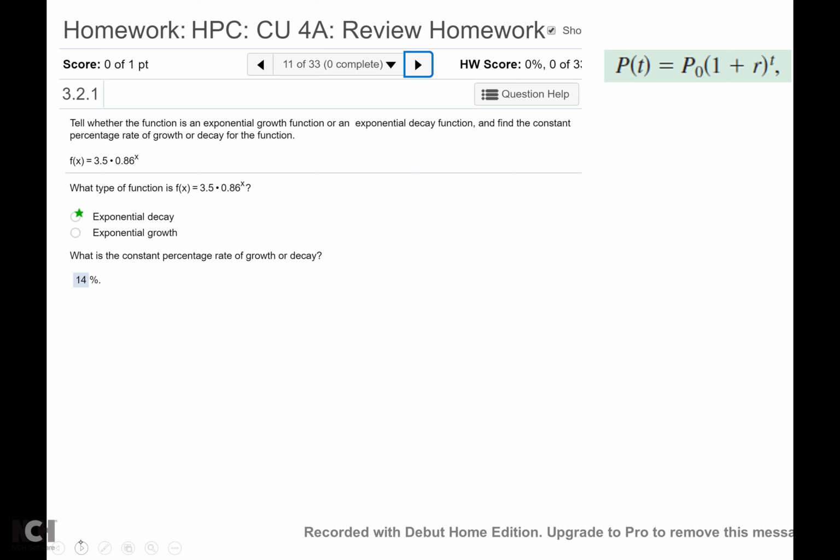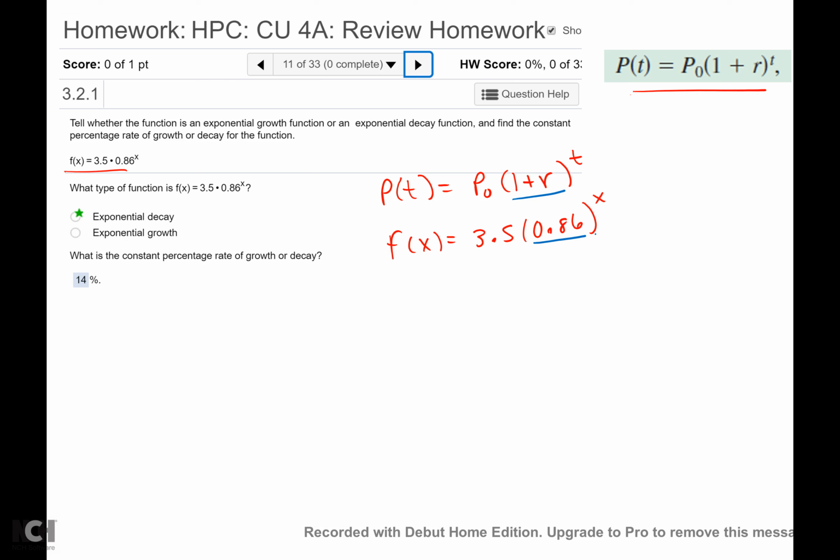Now, tell whether the function is an exponential growth function or an exponential decay function, and find the constant percentage rate of growth or decay for the function. You have to remember your exponential function, P of T: the final is going to be the initial times 1 plus the rate, to the T. The function they gave me was 3.5 times 0.86 to the X. What that means is 1 plus R has to equal this. So to figure out the rate, I'm going to minus 1, and my rate is 0.86 minus 1, negative 0.14, which means that it is decay, obviously, because it's negative.